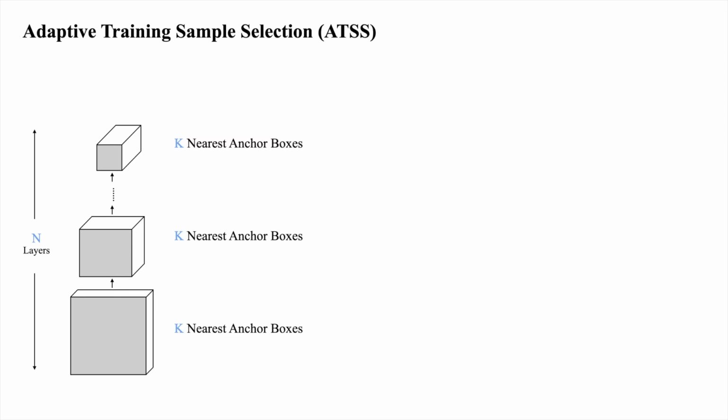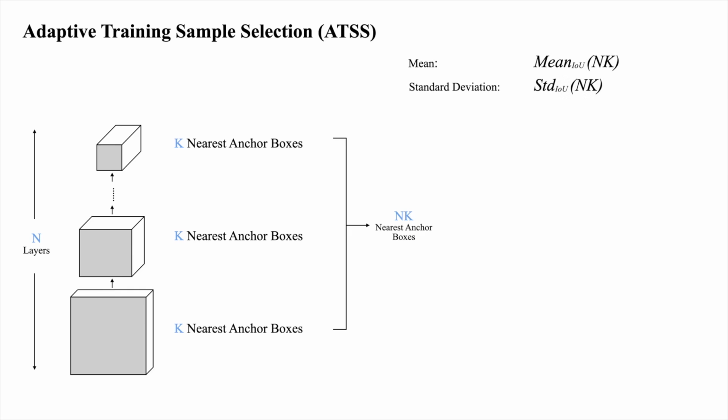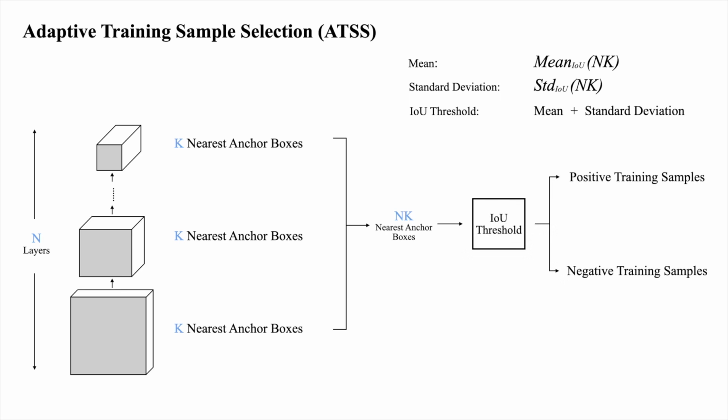So let's say there are in total n layers being considered, and for each layer we find k candidate anchor boxes. So for each ground truth bounding box, in total there will be n times k candidate anchor boxes. Then we calculate the mean and standard deviation of IOU value between its candidate boxes and itself. Finally, we sum the mean and standard deviation to get the calculated IOU threshold for a ground truth bounding box. So this is how ATSS learned the IOU threshold by itself. Using the learned IOU threshold, ATSS can define which are positive samples and which are negative samples.